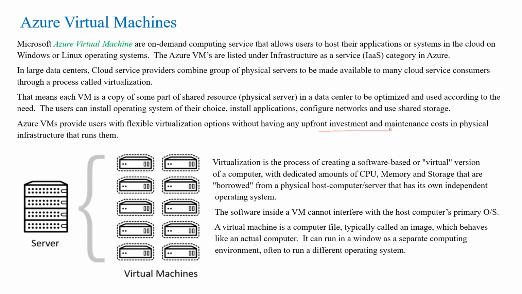So what is virtualization all about? Virtualization is the process of creating a software-based virtual version of a computer. Virtualization is nothing but that we do not have physical hardware. The physical hardware is here. These are all the virtual machines created out of software, with a dedicated amount of CPU, memory, and storage borrowed from the physical host computer or server, which has its own independent operating system.